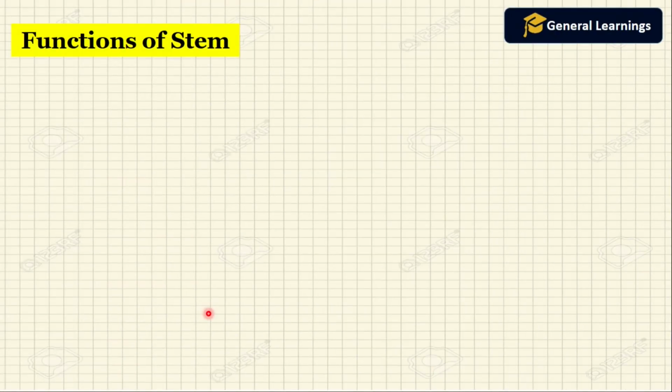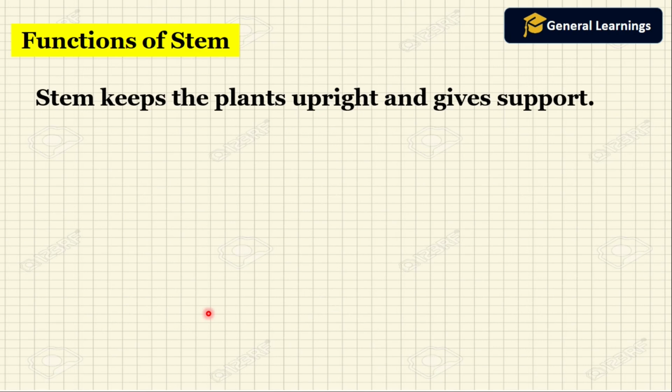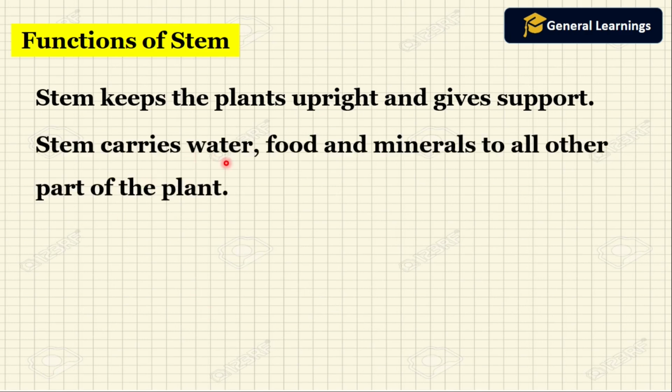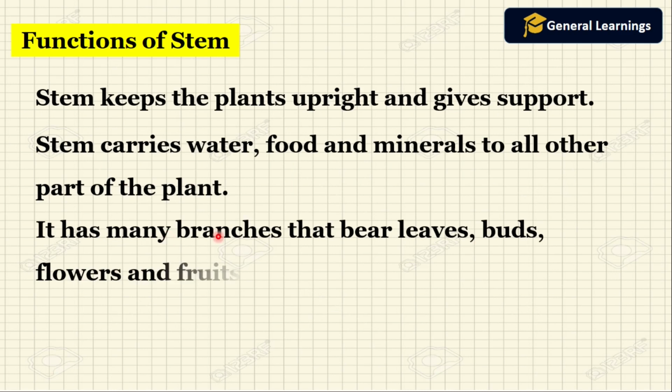Now we will see the function of stem. Stem helps the plant stay upright and gives support. Stem carries water, food and minerals to other parts of a plant. As root absorbs water, food and minerals, the stem carries them to other parts of the plant. It has many branches that bear leaves, buds, fruits and flowers.